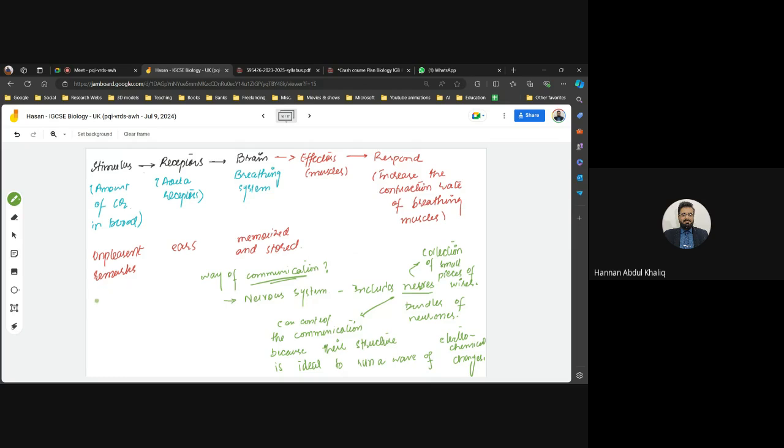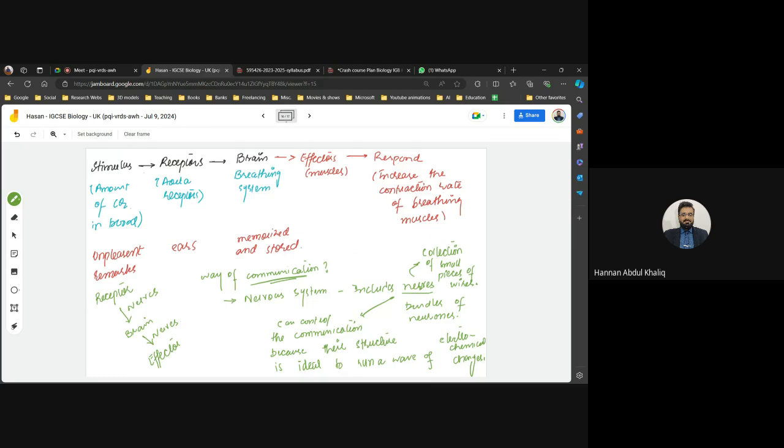Now it definitely means that from the receptor to the brain, the nerves are involved. The nerves are taking the signals towards the brain. And from brain to the effector, definitely the nerves are also involved. But the thing is, we have lots and lots of nerves and neurons.